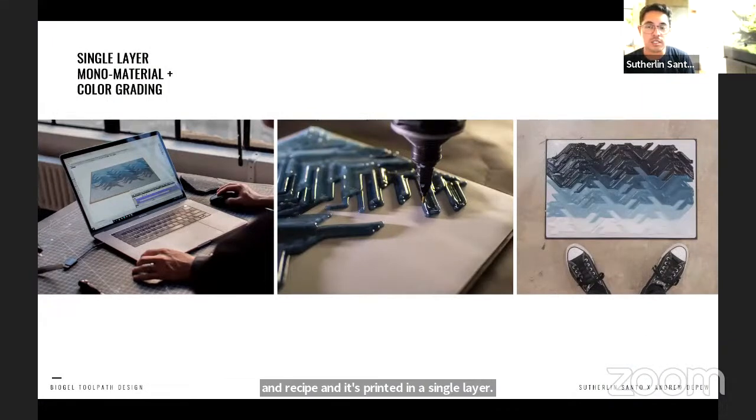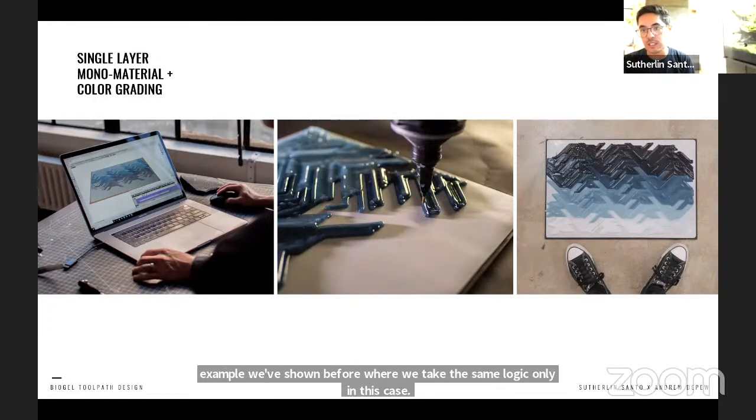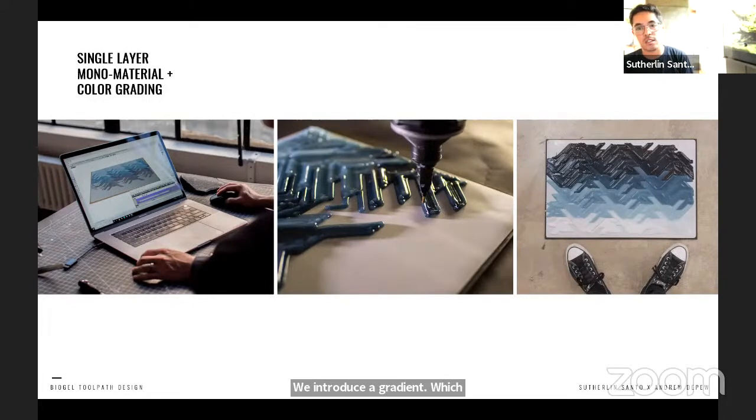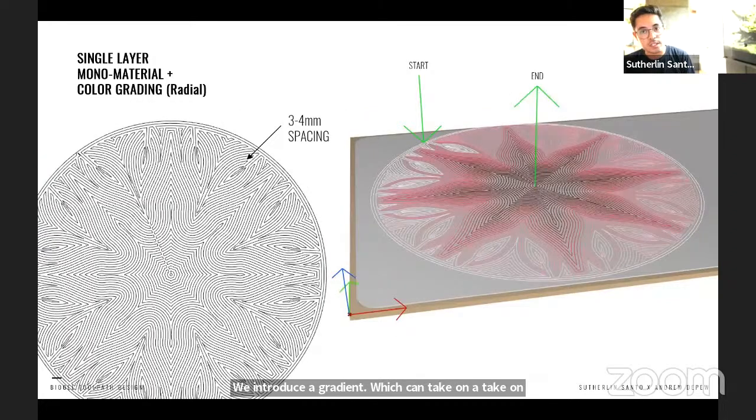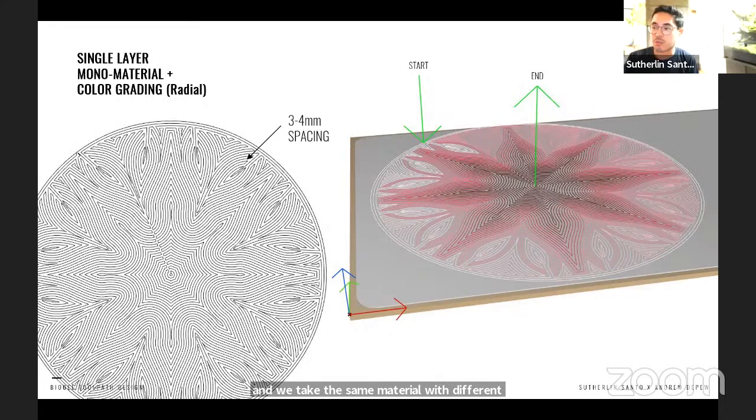This single layer can be added in complexity, which is an example we've shown before, where we take the same logic, only in this case we introduce a gradient, which can stay the same material but alter the color. And then you have instances where we stay at the same layer with the same material and different color gradients, but we change the way that we produce the toolpath to create a radial pattern printing as opposed to linear pattern printing.